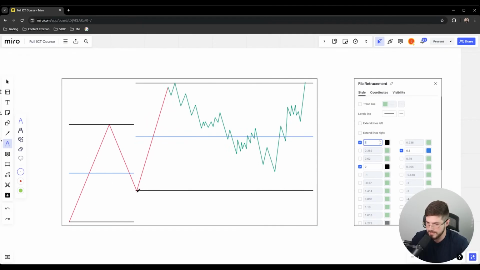Anything below that is a discount. That's where you'd look to buy if the range is bullish. And anything above it is a premium. Now, just because we have premium and discount doesn't mean it's always going to be sell, sell, sell from premium or buy in discount. You have to use the context, right?